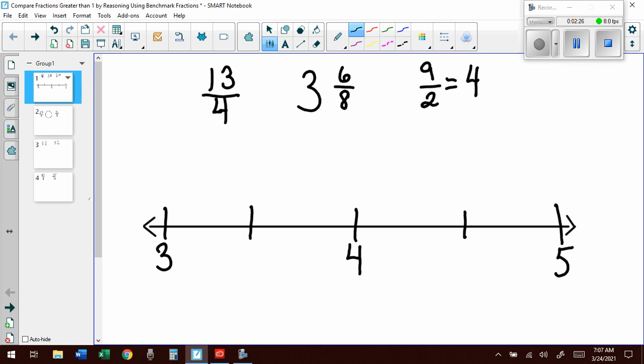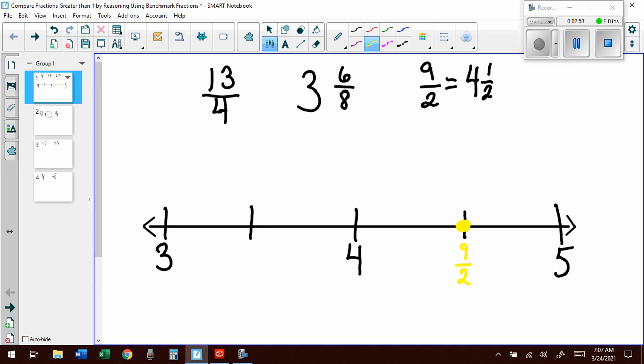2, 4, 6, 8. What's the difference between 8 and 9? 1/2. So on our number line, we can place 4 whole pieces plus another half. So this right here is 9/2.